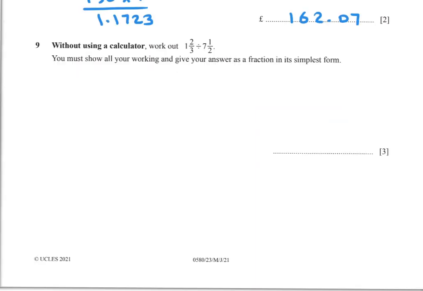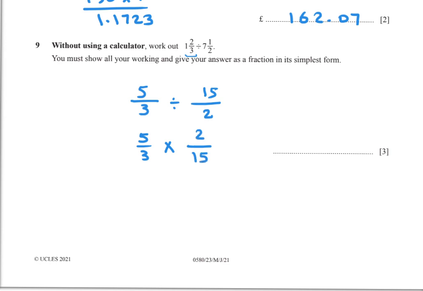The answer is 153.54. Number 9, without using a calculator, work out 1 and 2 over 3 divided by 7 and a half. Give your answer as a fraction in its simplest form. So the first step, change the mixed number to an improper fraction. 1 times 3, 3 plus 2, 5 over 3. Divide 7 times 2, 14, plus 1, 15. Next step, the reciprocal and then multiply as normal. So multiply 2 over 15.